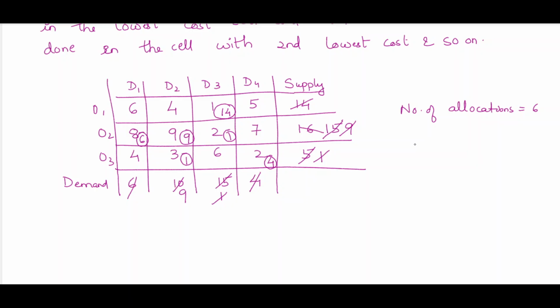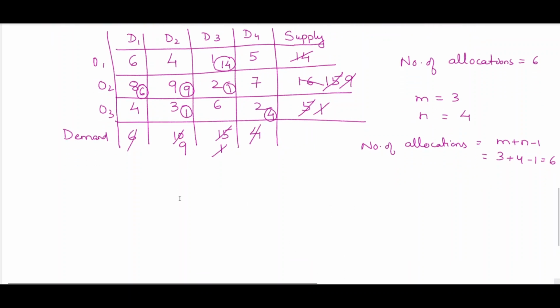Suppose the number of rows is denoted by m. We have 3 rows and n number of columns; the number of columns is 4. If the number of allocations is equal to m plus n minus 1, then the solution is feasible. So 3 plus 4 minus 1 is equal to 6. So we have a feasible solution, and we can see that no closed loop is formed, so the solution is non-degenerate and feasible.